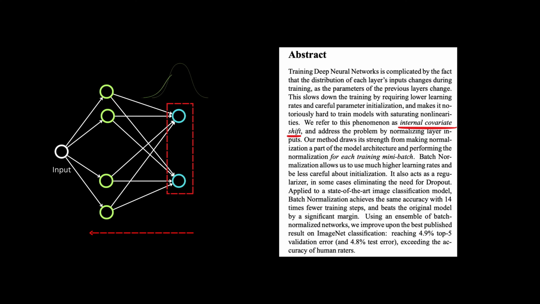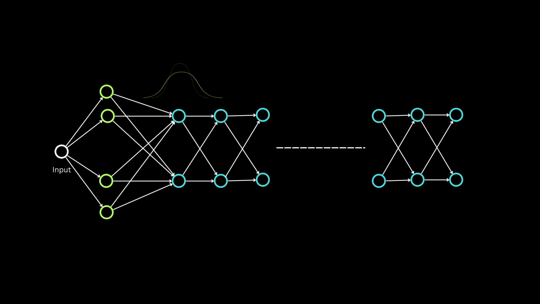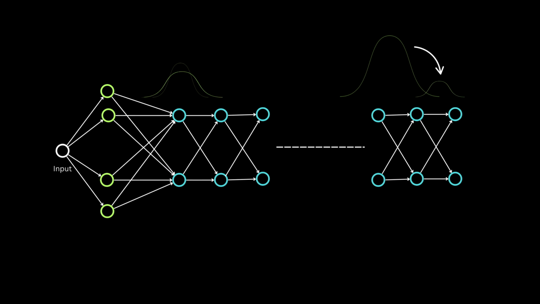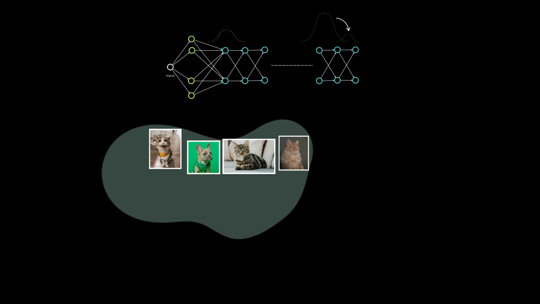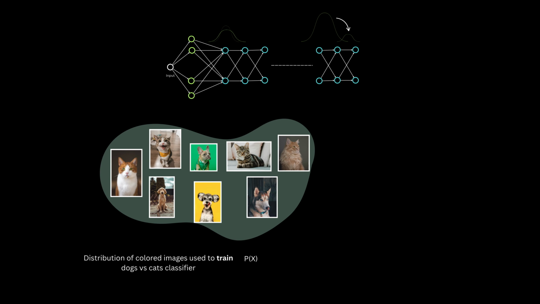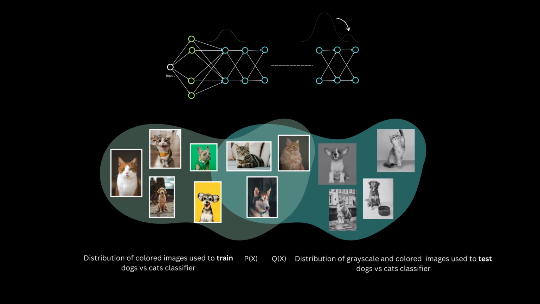But this change of parameters would also cause a change in the distribution of values that this layer with blue nodes receives as input. So the network would have to continuously adapt to this changing distribution of each layer's inputs. And with deeper and deeper layers, small changes in parameters of all previous layers would amplify to cause large changes in the distribution of inputs to later layers. The change in distribution of input data or covariates from training time to test time negatively impacts the performance of our network.